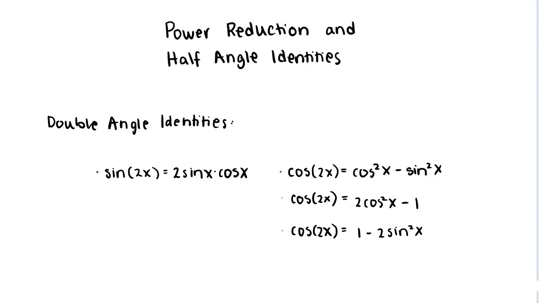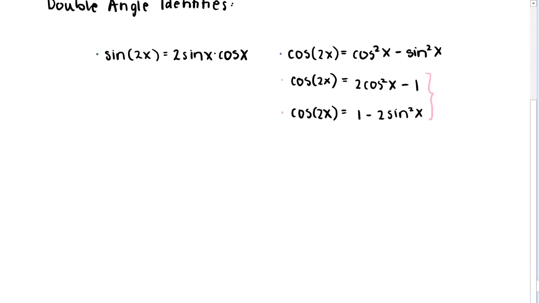The power reduction identities that I want to go over come from these two identities here. Let me show you what I mean. Here, let me rewrite these in a slightly different order. Let's start with 2 cosine squared of x minus 1. That expression is equal to cosine of 2x based on our identity above.